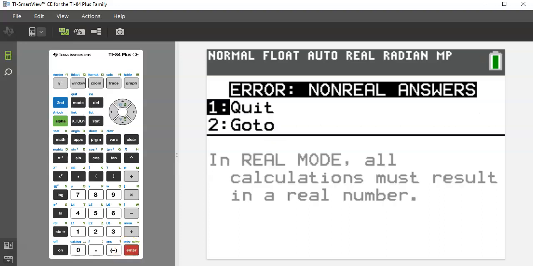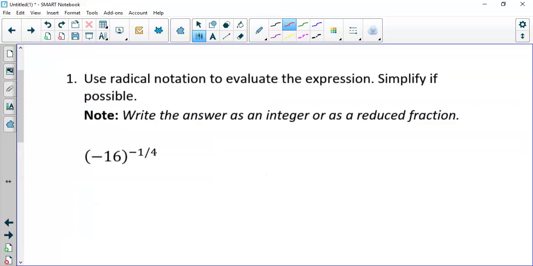Boom! What's that mean? DNE. Because you got an error right here. It says non-real answer. So that means that is a DNE. It does not exist. For right now.